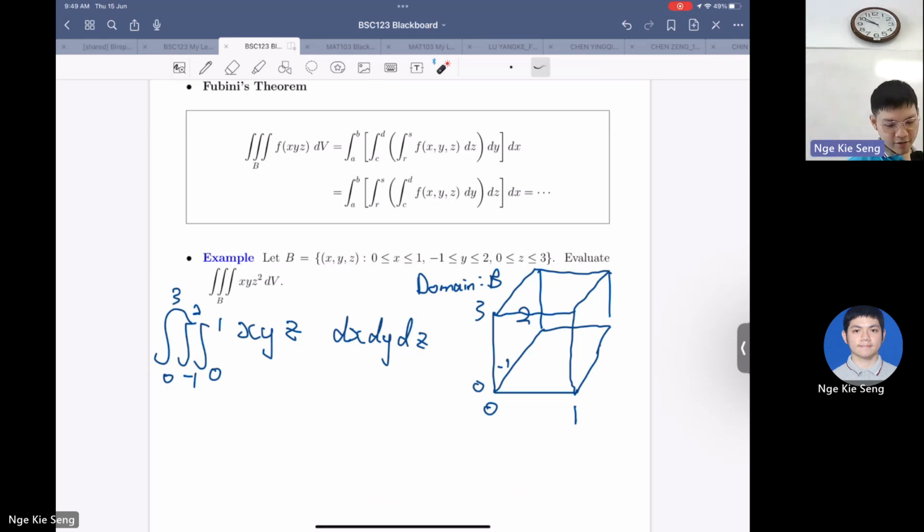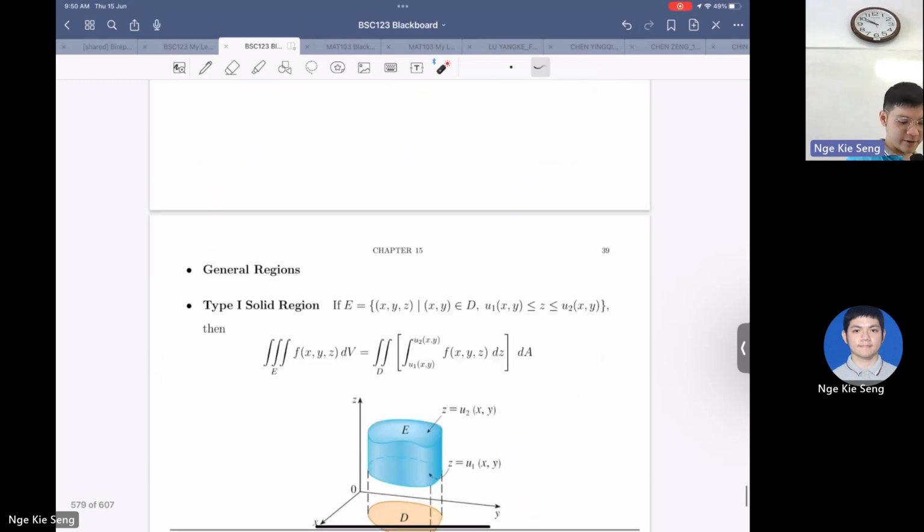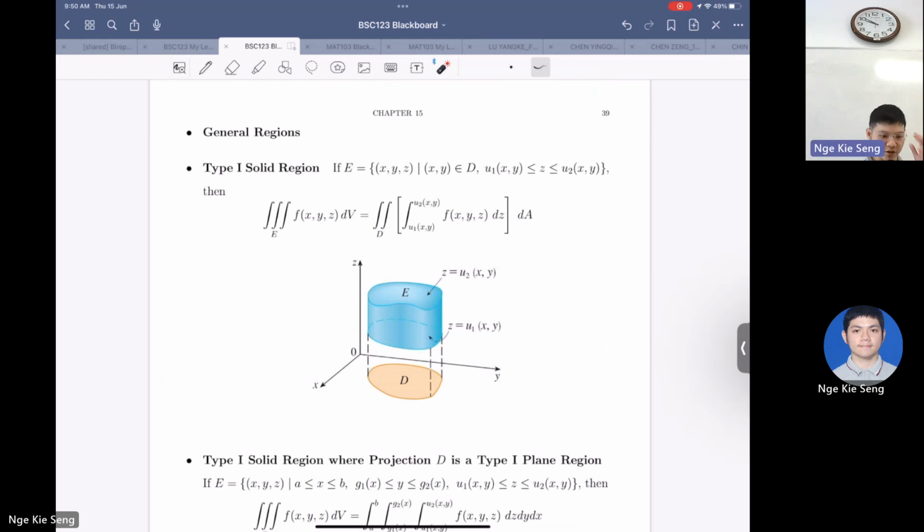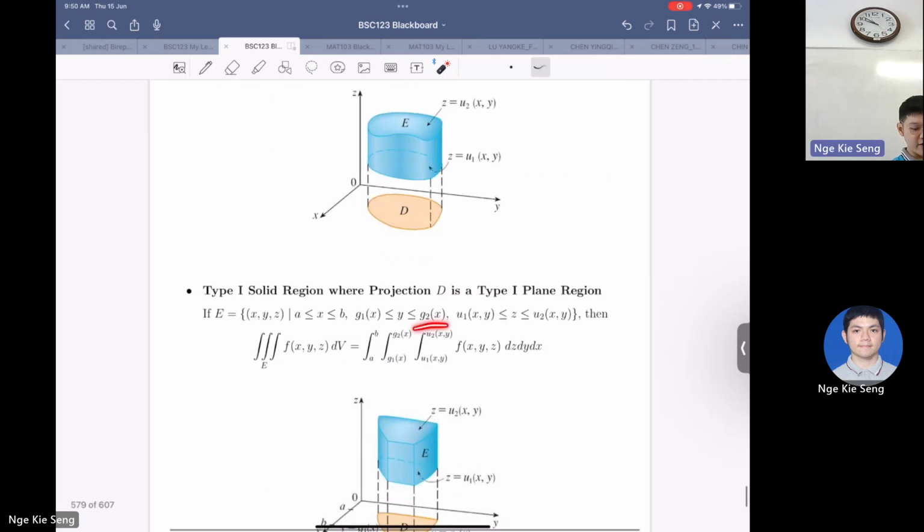I want to roughly go through the idea first. Next time we'll do example. So we also have general region. Not always you will get rectangular one. For example, this domain E here, the top and bottom can be controlled by X and Y. Let's say your X is bounded by 2 constants, and then your Y changes depending on X. And then your Z changes depending on your X and Y.